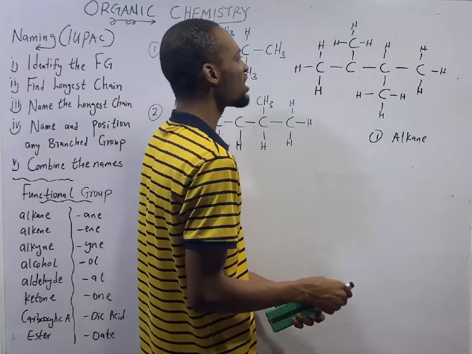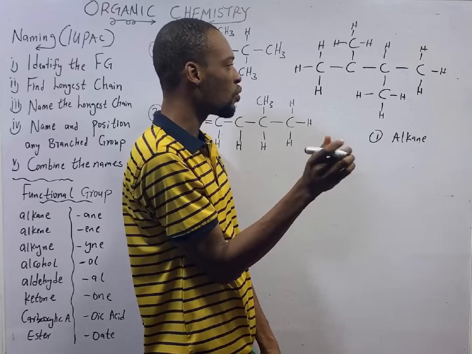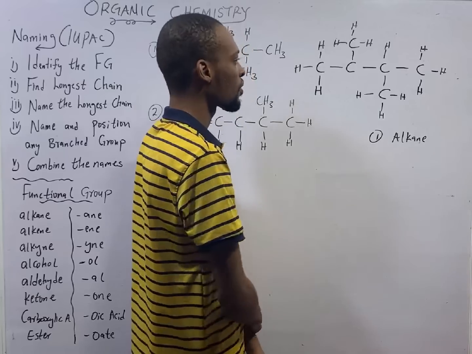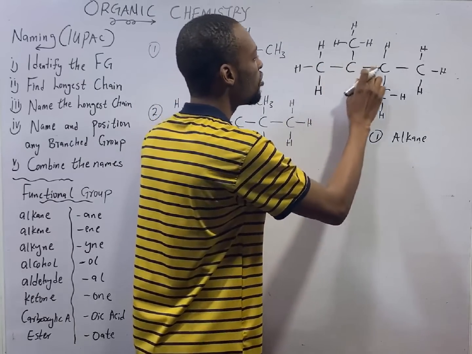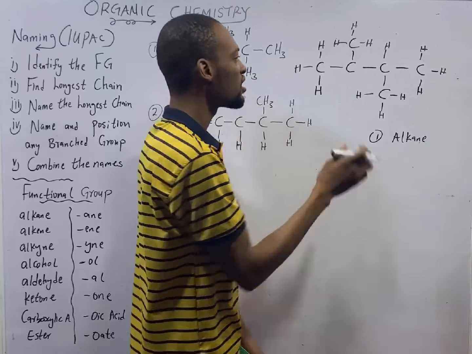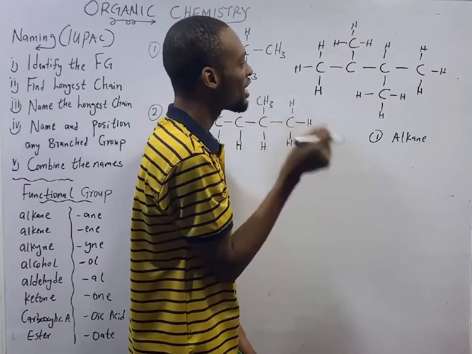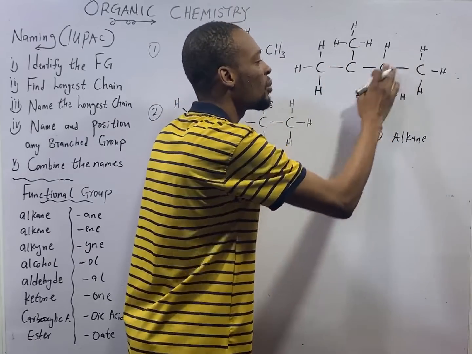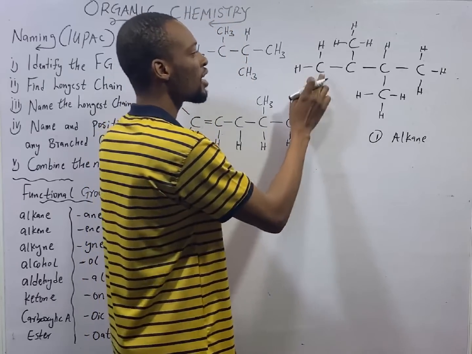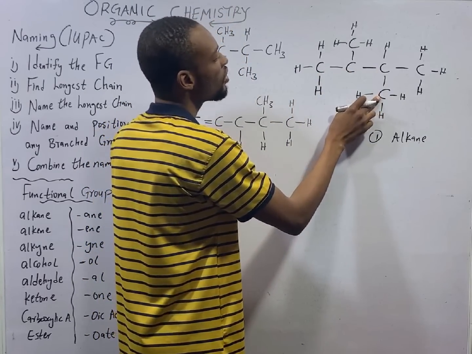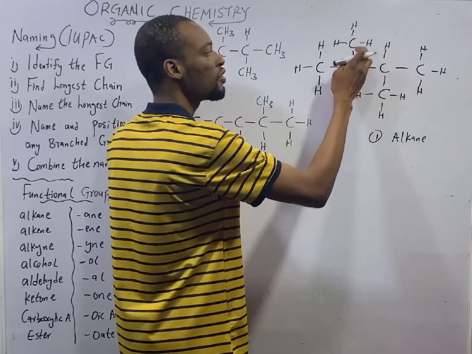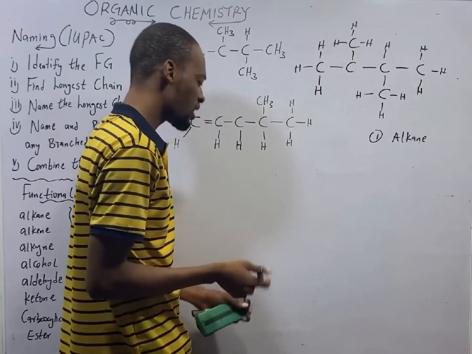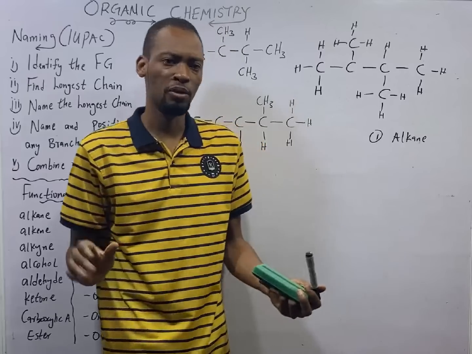This is what I am saying in essence. If we are counting the longest chain in this carbon structure, we have different ways to go. We can choose to go like this: carbon, carbon, carbon, touching the carbons. We can choose to go like this, or like this. If we go like this, we'll have 1, 2, 3, 4 carbons. If we go like this, we have 1, 2, 3, 4 carbons. If we go like this, we have 1, 2, 3, 4 carbons. So basically, the longest chain is 4 carbons.